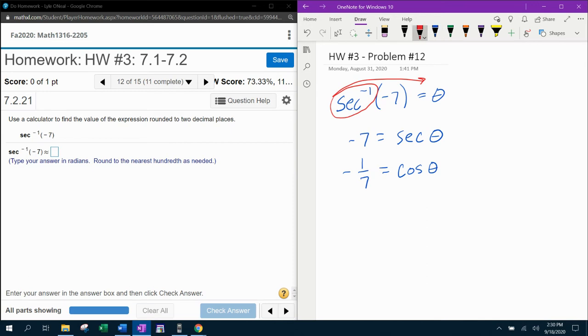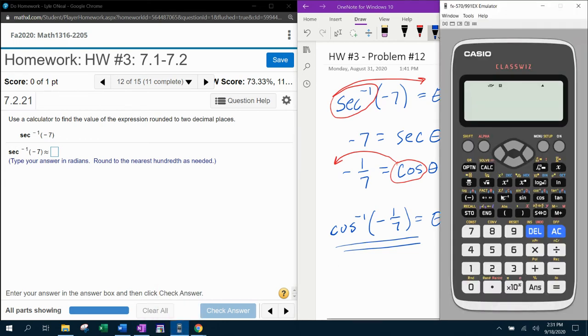And then what I can do is bring the cosine back to the other side, and it will become inverse cosine. Okay? So whatever this angle is, it's going to be the inverse cosine of -1/7. And now we can bring up our scientific calculator and do inverse cosine of -1/7. And that's going to give us 1.71 rounded, okay? 1.71 rounded correctly.